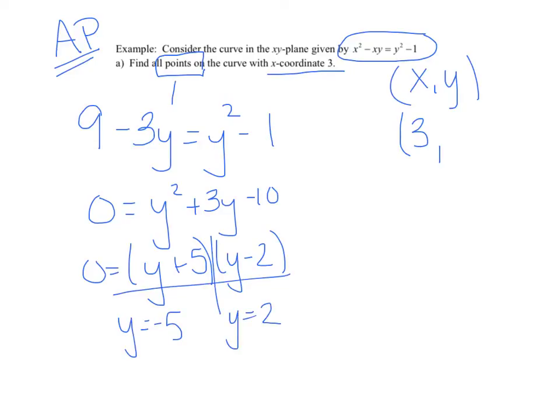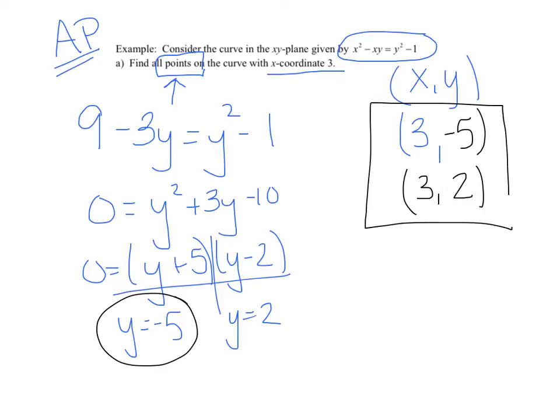So it does say points, implying there's more than one. So here they are. When my x value is 3, my y value could be negative 5. And when my x value is 3, my y value could be 2. So there's the answer to part A. That's simple.